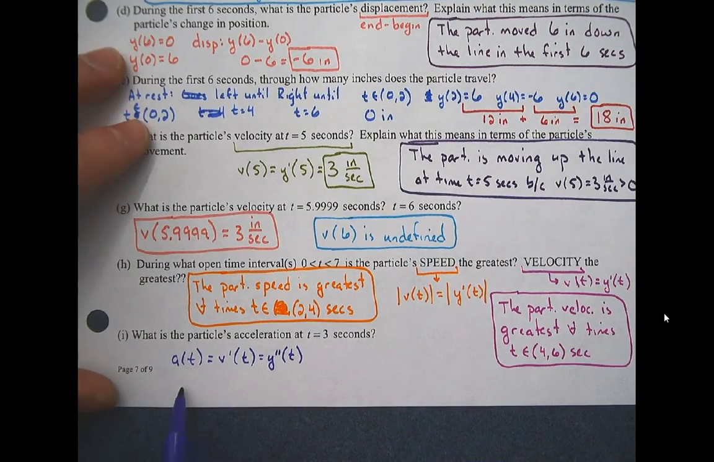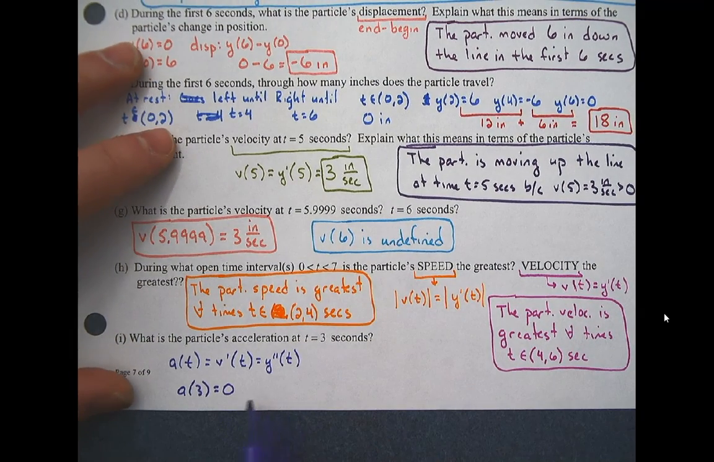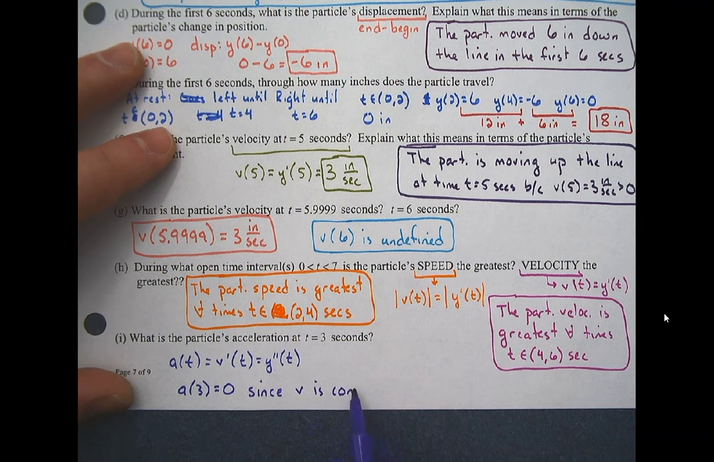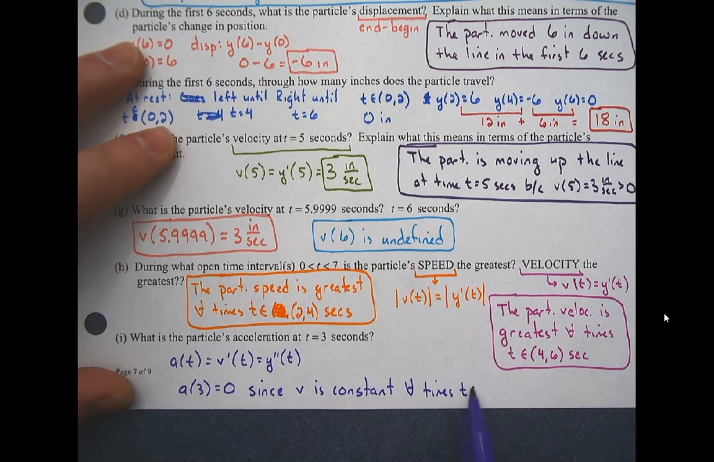So A of 3, the acceleration at 3, equals 0 since velocity is constant for all times t is an element from 2 to 4 seconds.